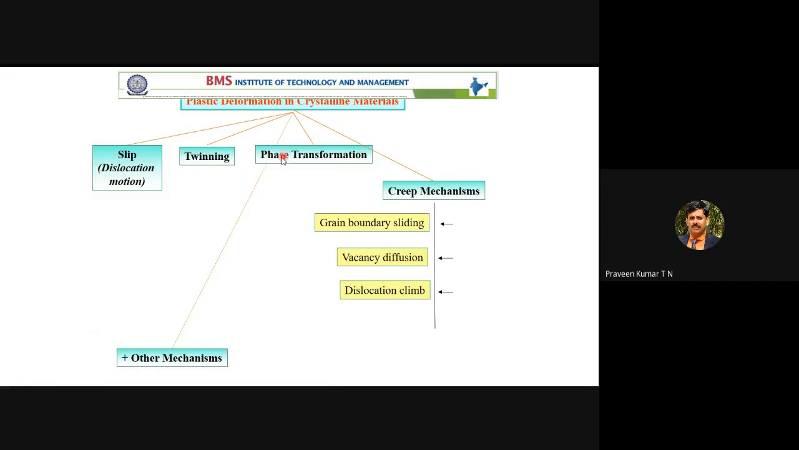There may be some plastic phase transformation. Those things you don't need to understand for the time being. There are two types of deformation: one is plastic and one more is elastic. The plastic deformation may be caused by slipping or dislocation motion or twinning. If you remember that, that's sufficient.